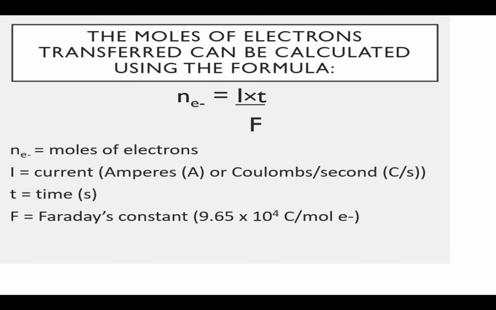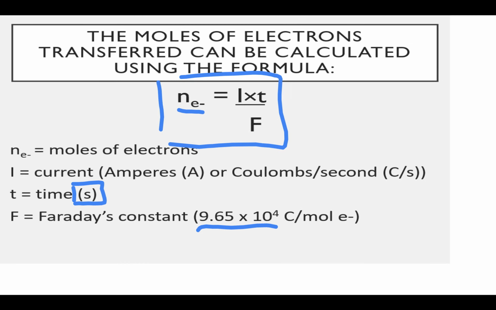When you have a half reaction, we do still have electrons, and we'll be using this formula, which is moles of electrons equals your current times time divided by Faraday's constant. Really to look out for here is time must be in seconds. And for Faraday's constant, you don't need to memorize it because it is in your data booklet, but you don't have this formula, so that is going to be memorized if you're in Chem 30.